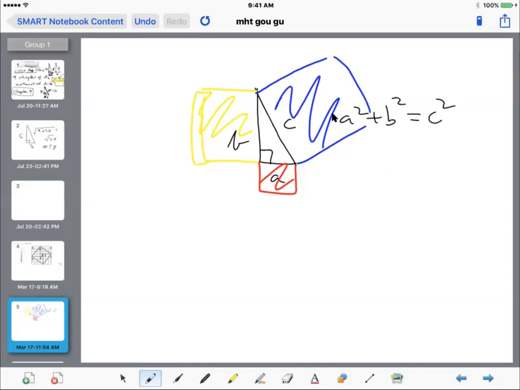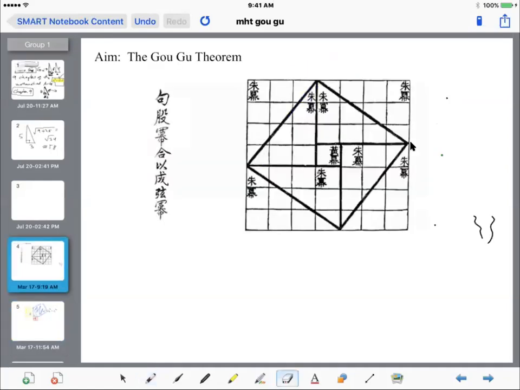But drawing this picture doesn't prove at all that a squared plus b squared equals c squared. It's just a starting point. How could I prove that those things are equal, that the yellow and the red squares together should equal the blue square, if I cut them up like a jigsaw puzzle? It's not obvious, and we're going to look at a very specific example right here. Now this, and I have this on the handout, is a picture from an ancient Chinese text.